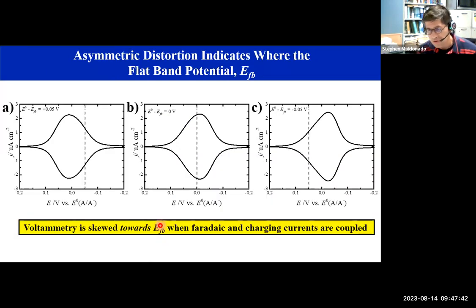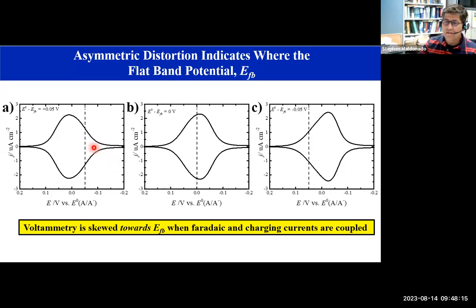Incidentally, we started looking into this distortion of the voltammetry in a little bit more detail. And it turns out what's really cool is that this asymmetry is almost like an arrow pointing. And this asymmetry, where this is skewed, is literally pointing towards where the electrode has no charge, or what's more commonly referred to as the flat band condition of the semiconductor. The point of potential of zero charge, for those of you that maybe like the lingo of metal electrodes.